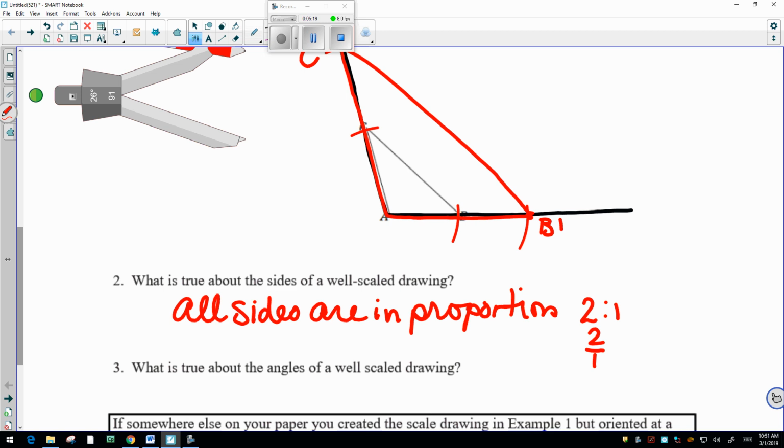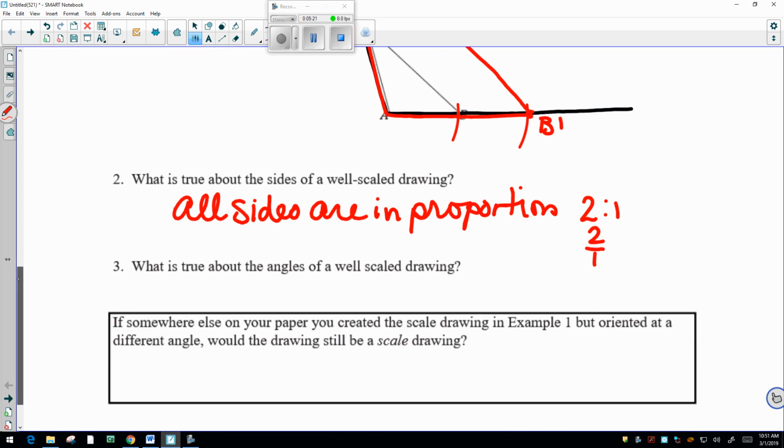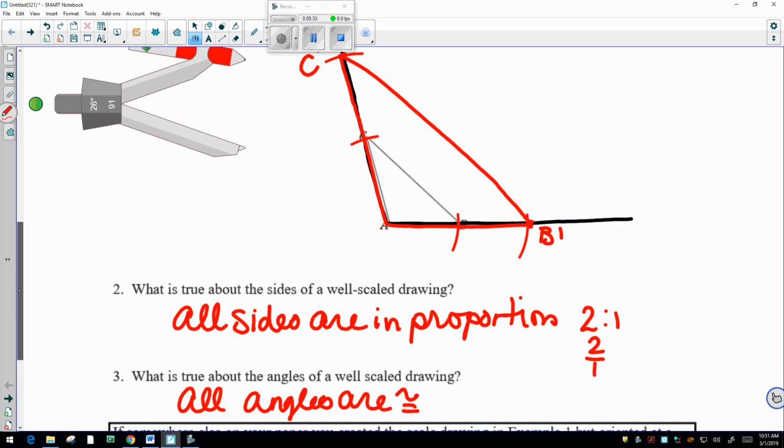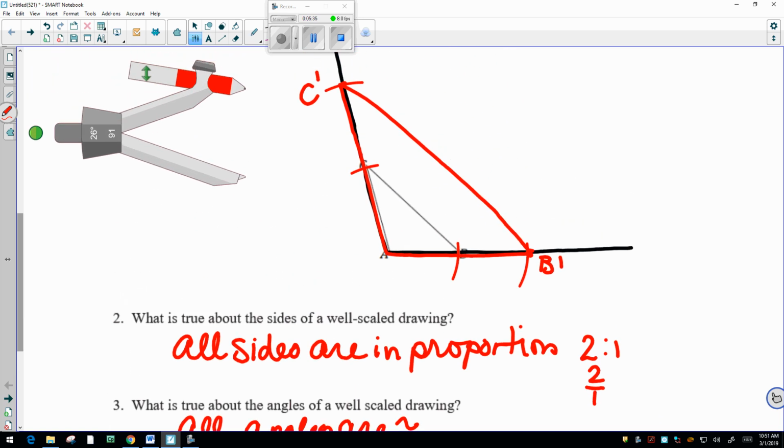What is true about the angles? Well, I can tell you your angles are all going to be congruent. All angles are congruent. They're never going to change. And I can see that probably most visibly with angle A. A didn't change. But if I take a look at B prime and B, those should look like corresponding angles, and that's because they will be.